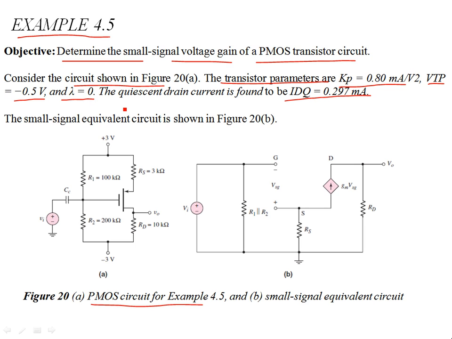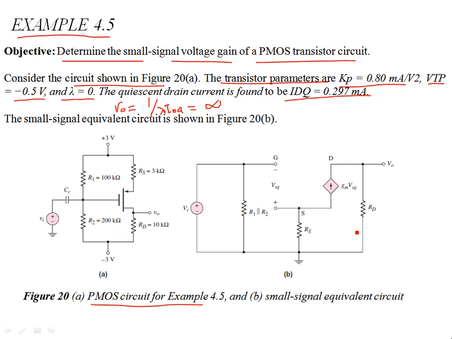What this means is that the output resistance, if you recall, we derived this in fact in previous video lectures. You might want to have a look at that. The output resistance is given as 1 over lambda IDQ. So for a finite IDQ, if lambda is 0, that means the output resistance of the MOSFET device is infinitely large. So you don't need to consider the output resistance.